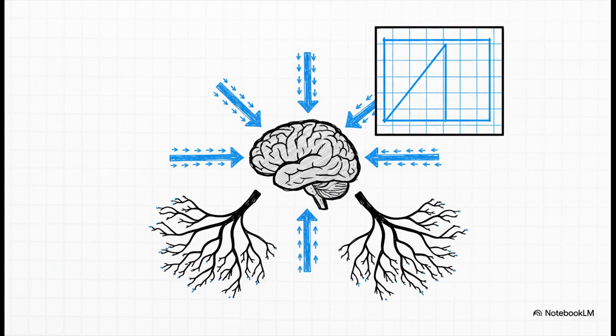So while it's looking at the fine details in that flat, grid-like space, it's also mapping out the broad, overall structure in that curved branching space. It's getting the trees and the forests simultaneously.